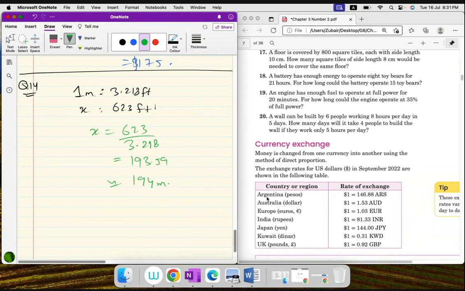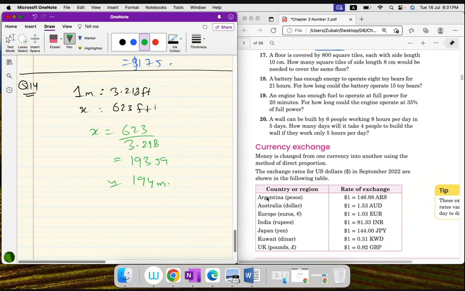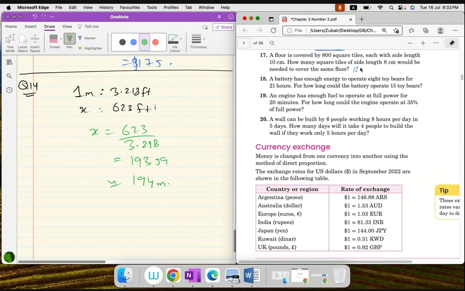Number 17. A floor is covered by 800 square tiles, each with side 10 centimeters. How many square tiles of side 8 centimeters would be needed to cover this same floor? Try this.